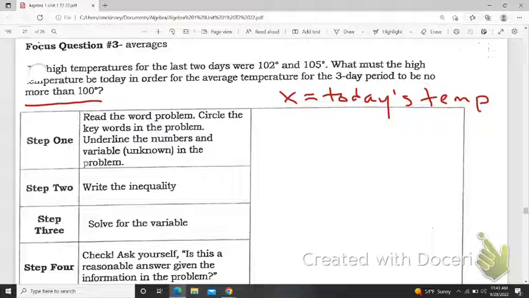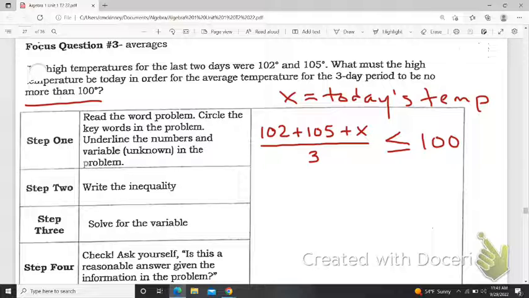So the last 2 days, it was 102 and 105, plus the X. And then since they're doing average, we would be adding those three together, then dividing that sum by 3. And no more than 100 means we want it to be less than or equal to 100.